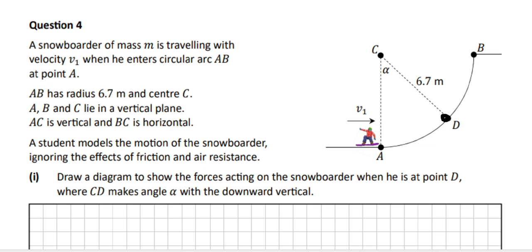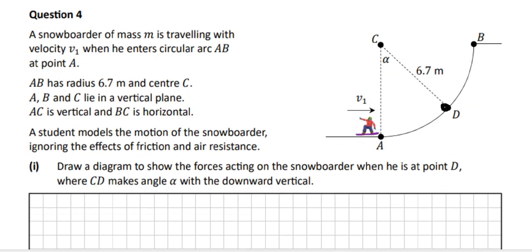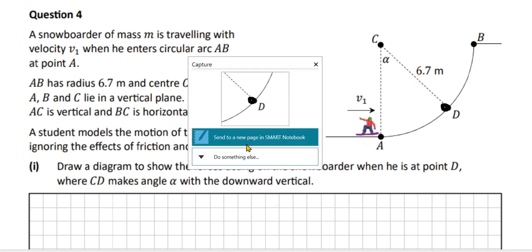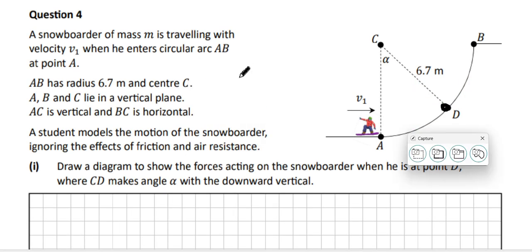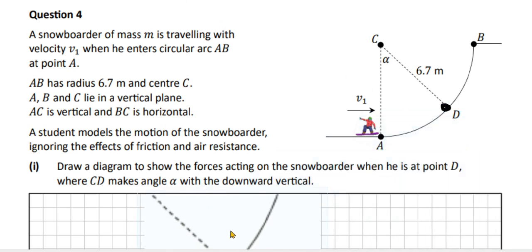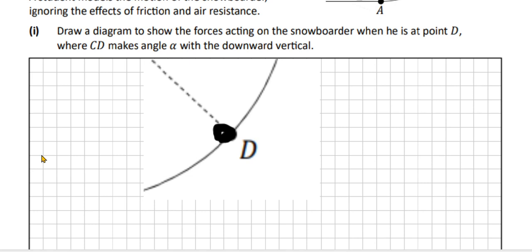Okay, so what we're going to do is I'm just going to snip out this here, put it down here. Here we go. So what we do is we might treat it as a block, or a point particle at point D. Okay. Now what we'll have is the R.